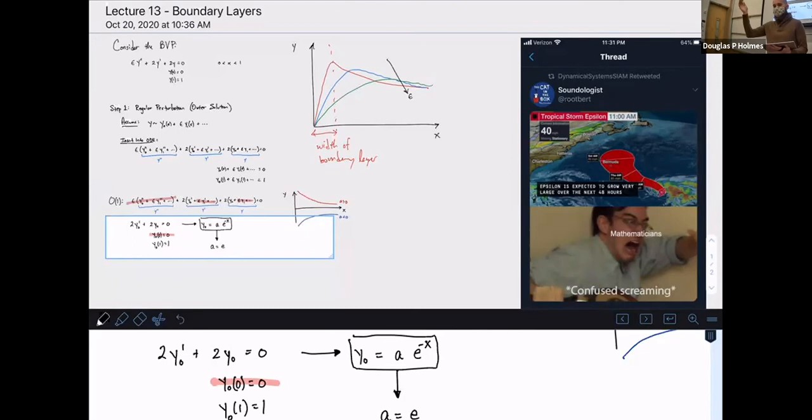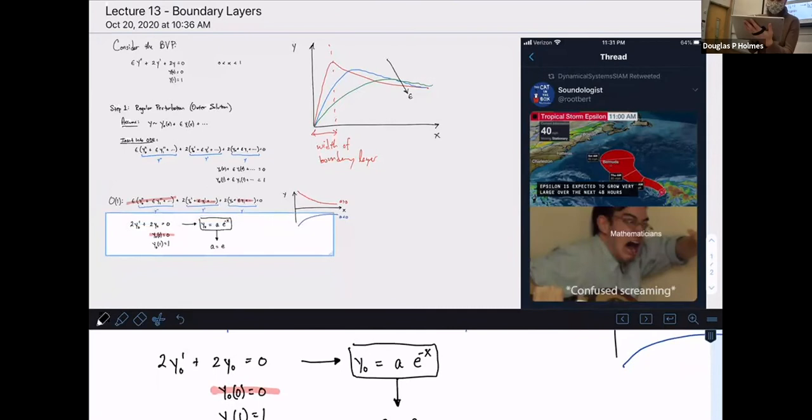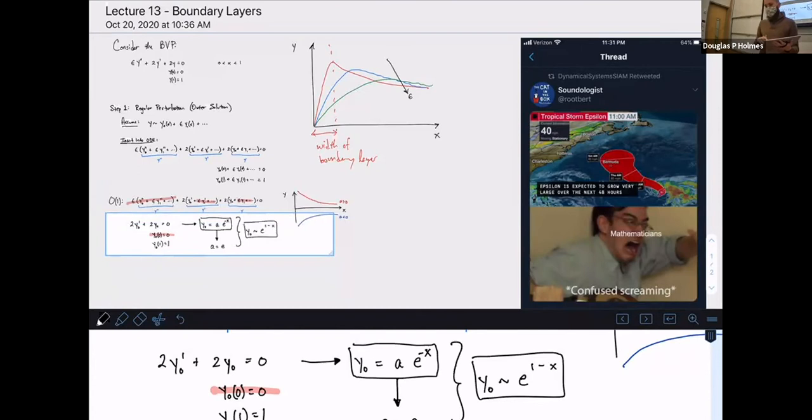And so we can combine these. We can insert these things back together and find that y naught to first order should look like e times 1 minus x. Conceptually, is this making sense?